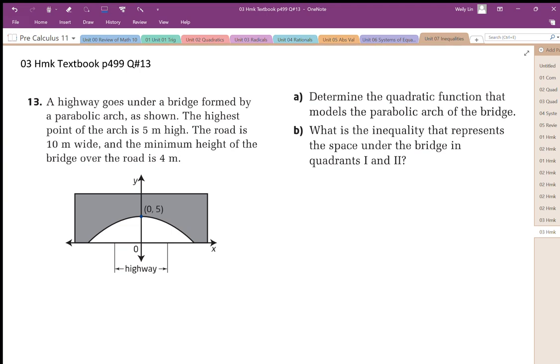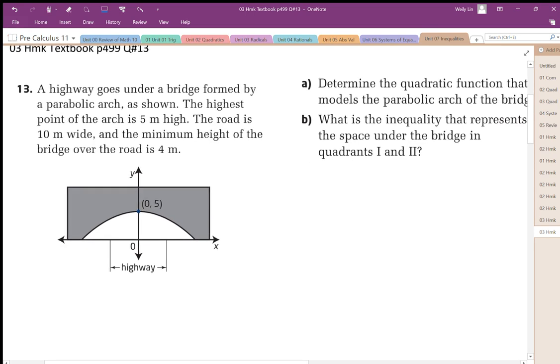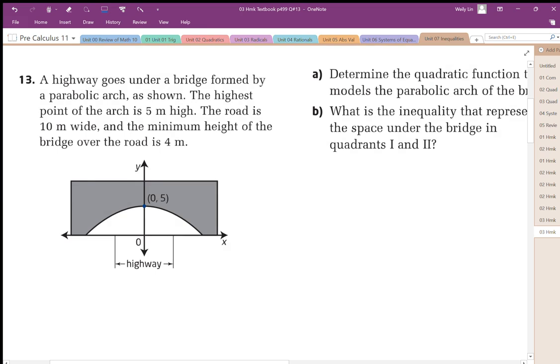Here we have a bridge that is over a road, and the highest point on the arch is 5 meters high, and the road is 10 meters wide. So the vertex is at (0, 5), and we know the width of the road is 10. So we know it's got to be 5 from the middle here, and 5 from the middle here.